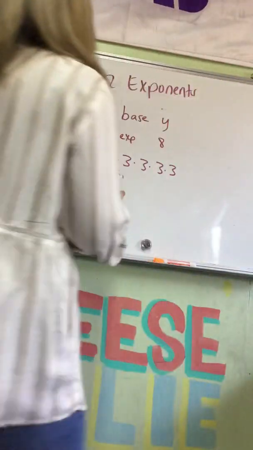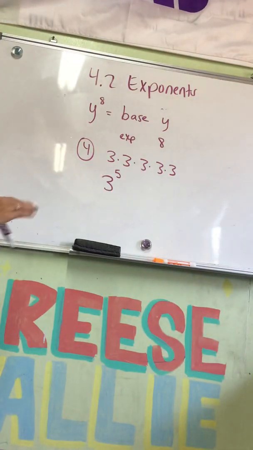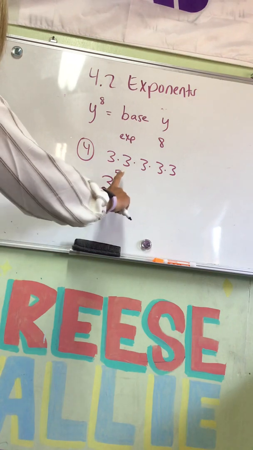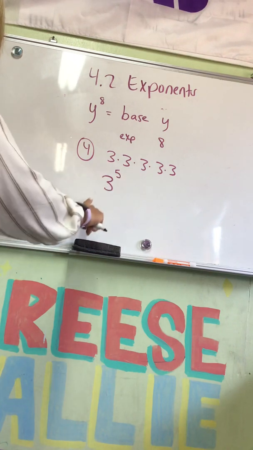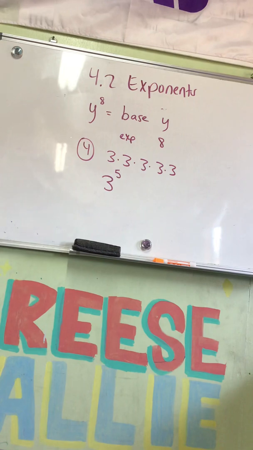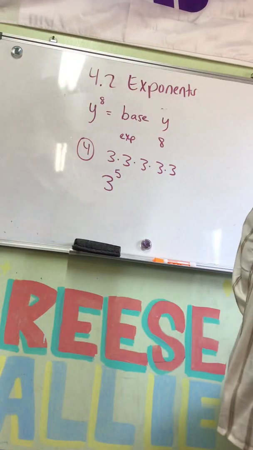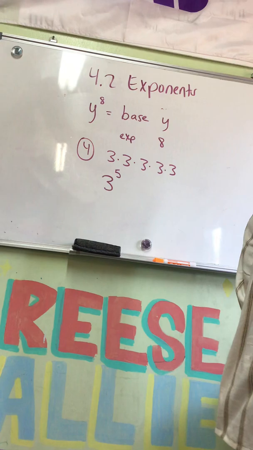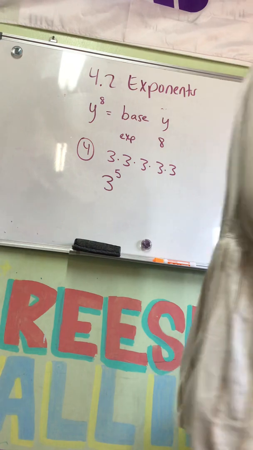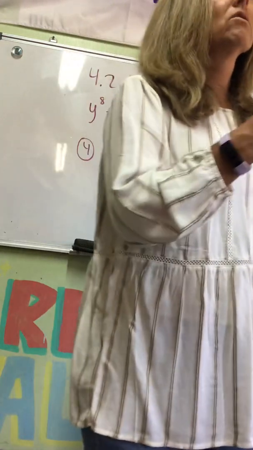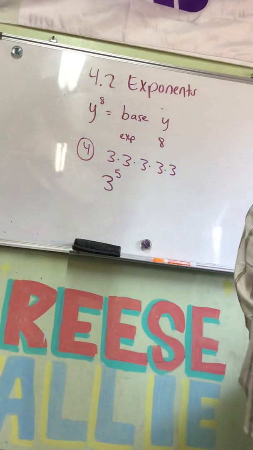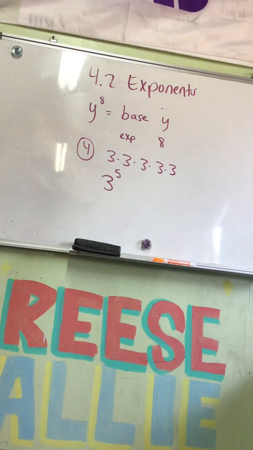The way I read this would be 3 to the 5th power. Remember, if it's to the 2nd power, we say squared. If it's to the 3rd power, we say cubed. Make sure you read over that. It's probably all here in the reading portion. I highly suggest you read that, and it'll clarify a few things. I don't think you'll have any trouble with this section.